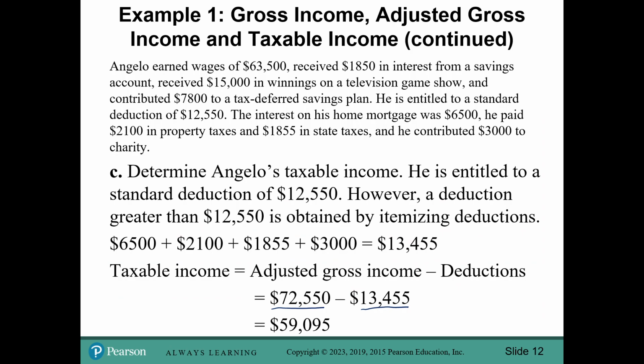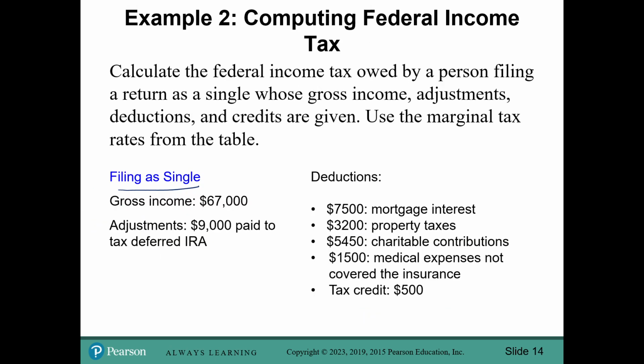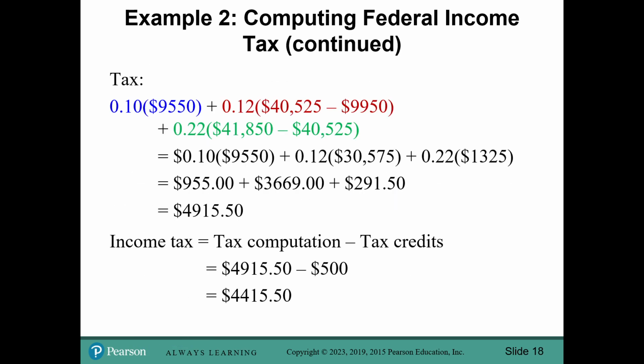Now let's see if we can backtrack here. I didn't mention earlier where the tax credit comes from. That comes directly from the actual problem. So his tax credit here was $500. That is something that was given within the problem. If they have a tax credit, it'll be something that's given within the problem in this class.